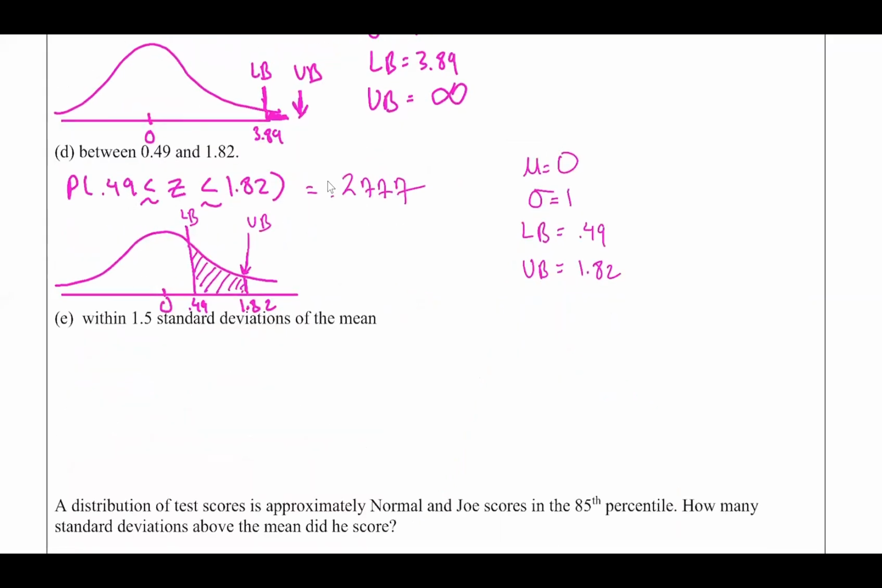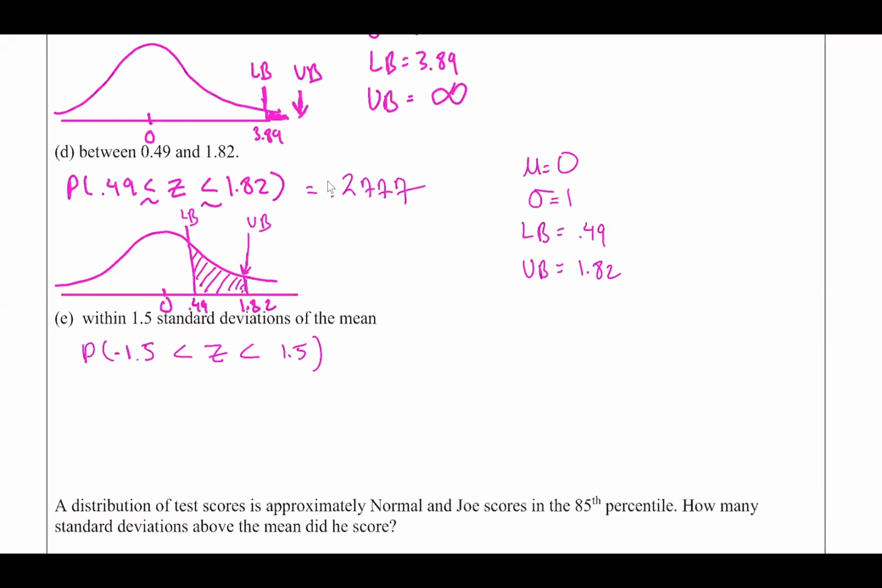All right, so last one we're going to do is E. E is within 1.5 standard deviations of the mean. It's telling us that from the mean, it has to be within that value. So the mean can't go higher than that, and it can't get lower than that. This is another way of saying in between, so we could also write it as this.